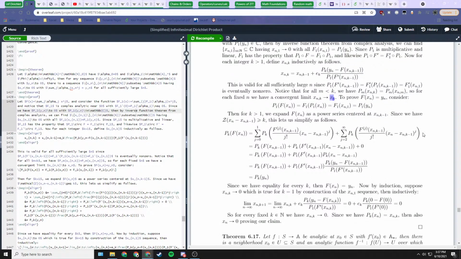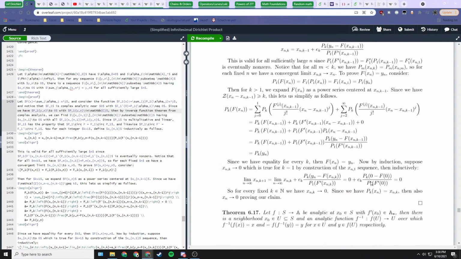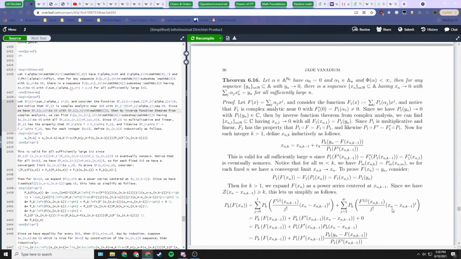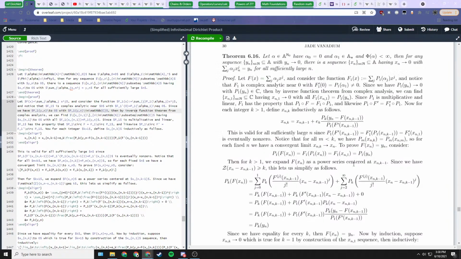So then the first part is we're going to prove fxn equals yn. I think we might not need to exactly do that. We can probably do this going to 0 part first.